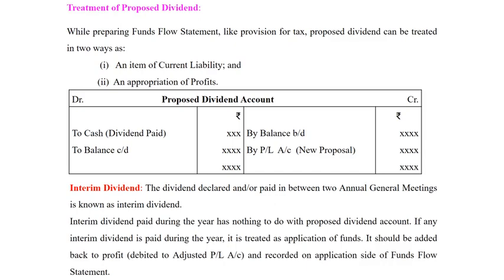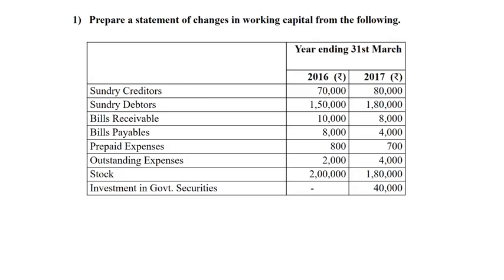If any interim dividend is paid during the year, it is treated as an application of funds. Therefore, it should be added into profit and loss account and recorded on the application side of the funds flow statement. Okay, these things you should keep in mind while preparing the fund flow statement. Let us try to prepare a working capital schedule.